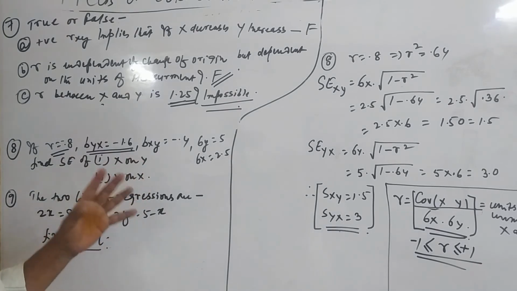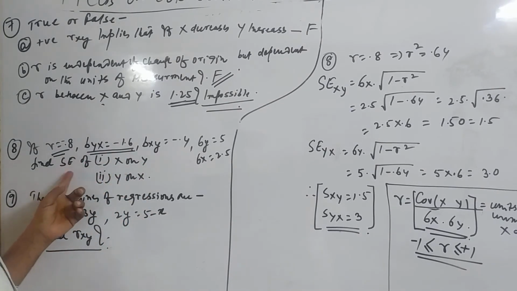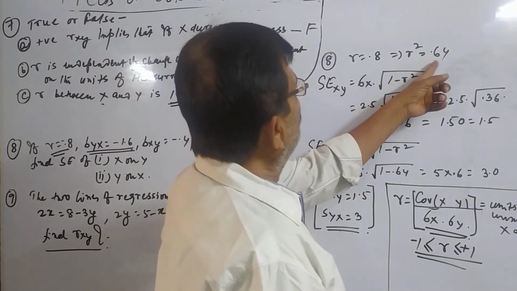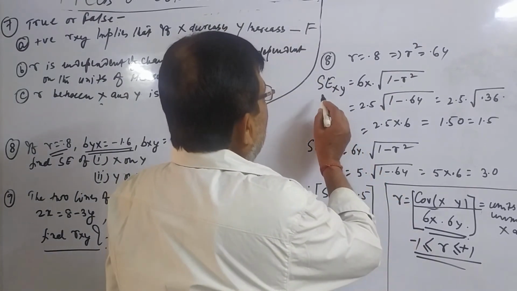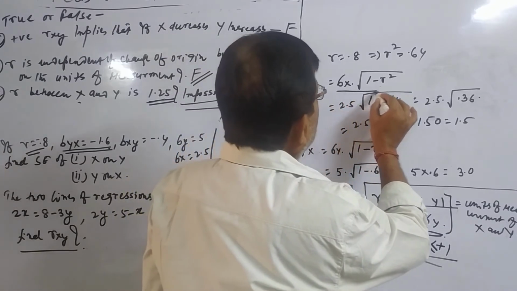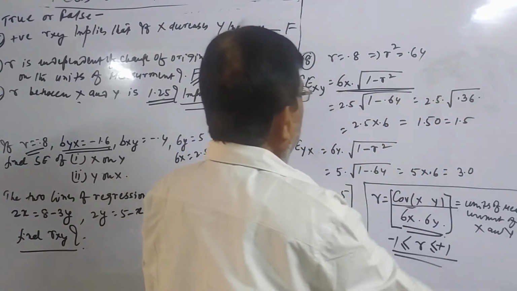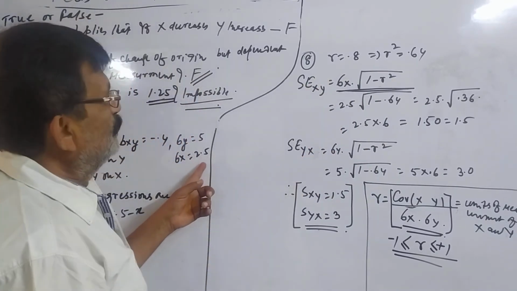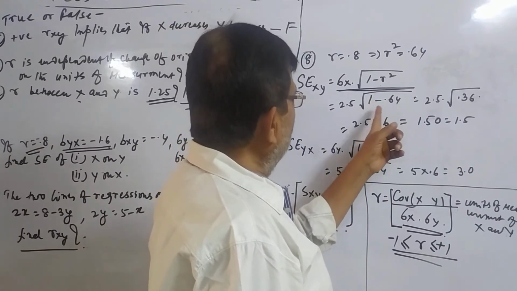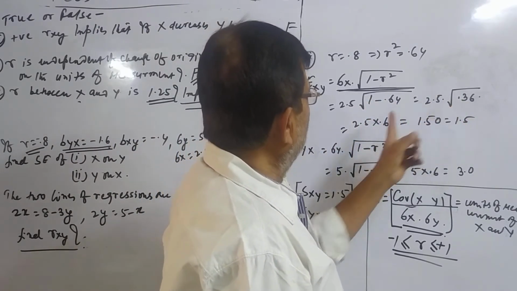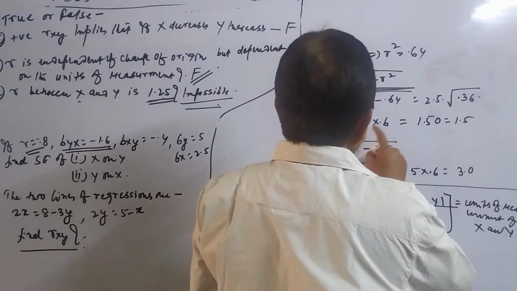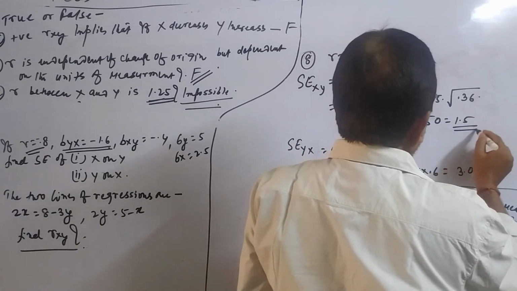So here we shall have to use both the formulas for the standard error of x on y and the standard error of y on x. Now if r is 0.8, r square is 0.64. So the standard error of x on y would be the standard deviation of x into under root 1 minus r square. This is the formula. So the standard deviation of x is given as 2.5, into under root 1 minus 0.64. This becomes under root 0.36, which is 0.6, and 2.5 into 0.6 becomes 1.5.